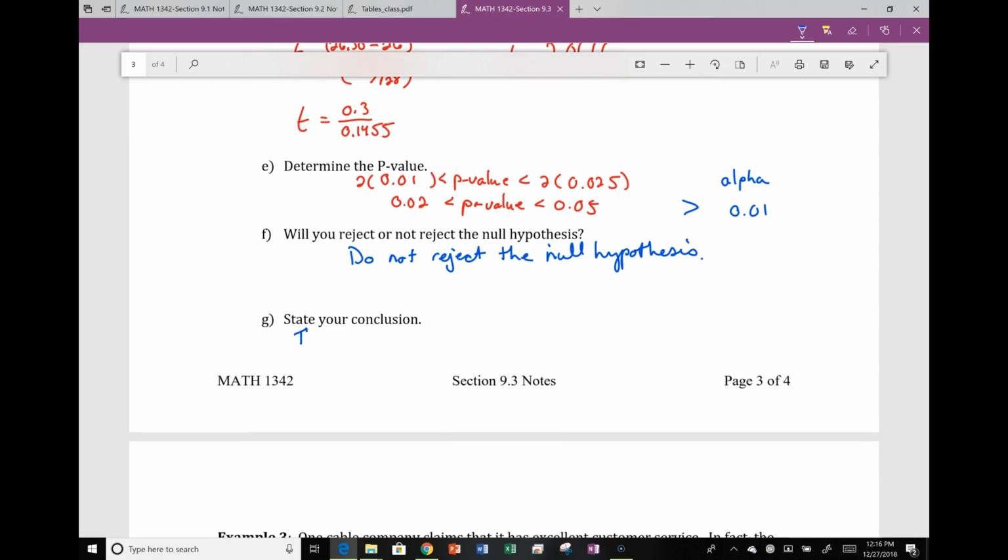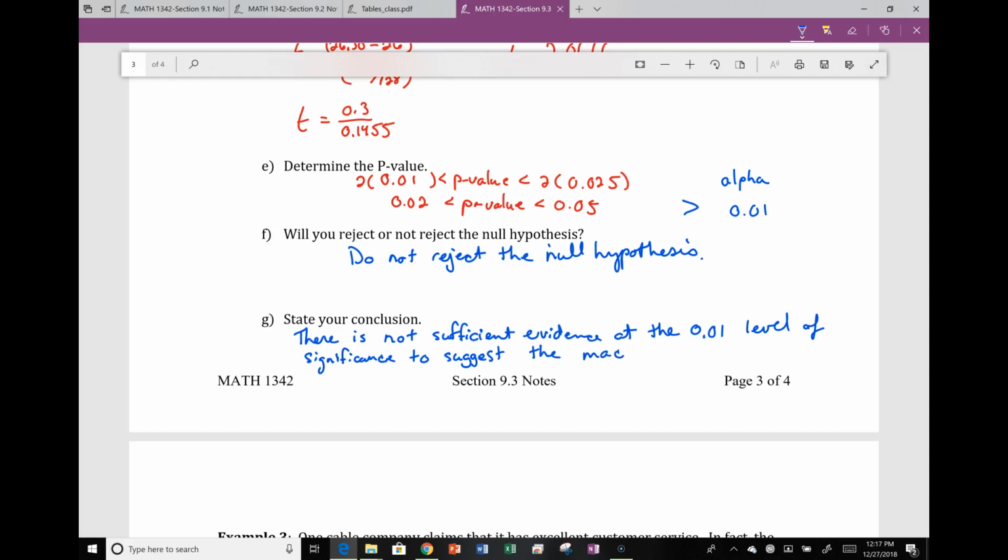So, there is not sufficient evidence at the 0.01 level of significance to suggest the machines should be shut down or should be adjusted.